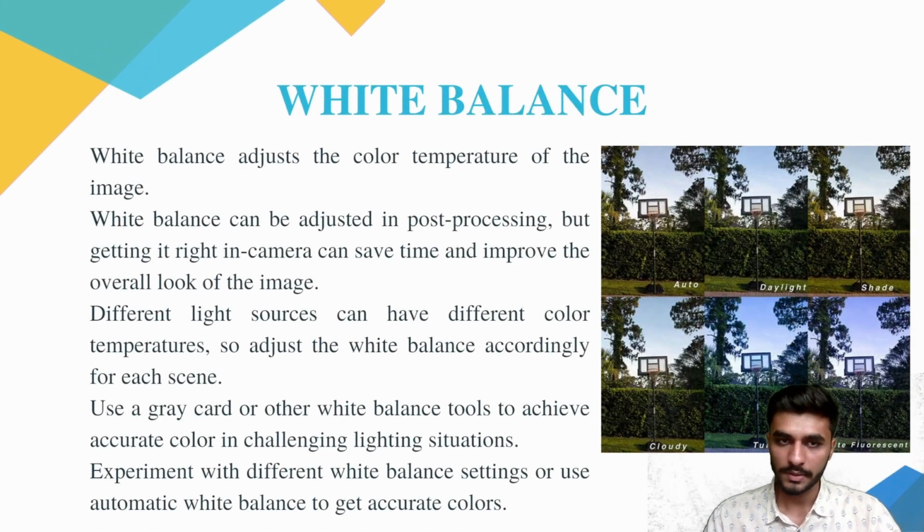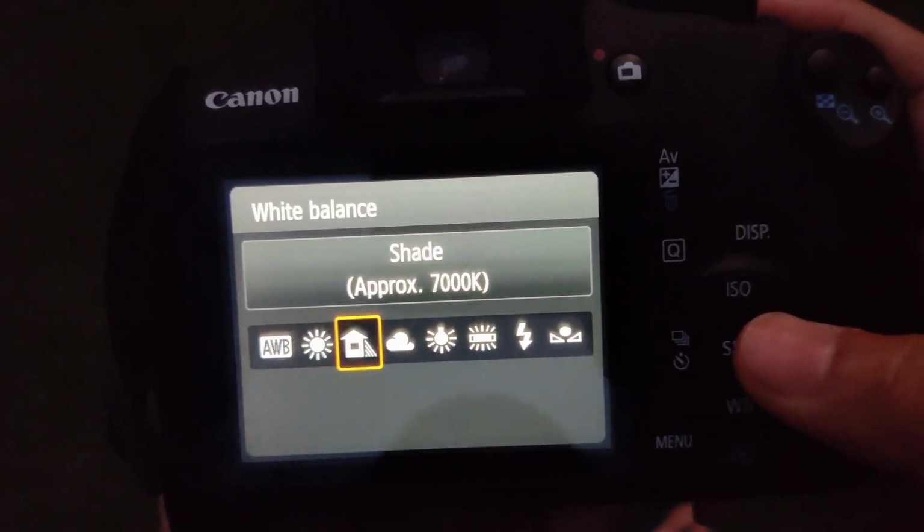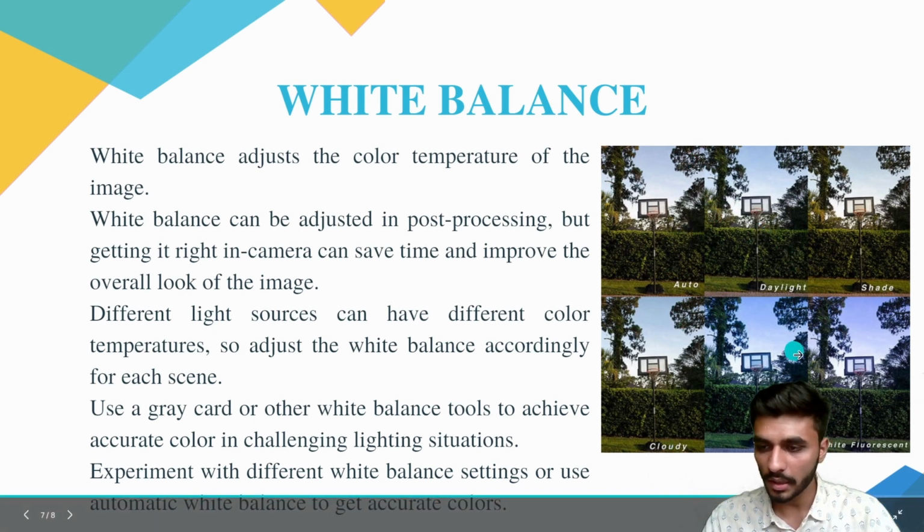Then comes white balance. White balance adjusts the color temperature of the image. White balance can be adjusted in post-processing, but getting it right in camera can save time and improve the overall look of the image. Different light sources can have different color temperatures, so adjust the white balance accordingly for each scene. You can see in this photo, we have 6 types of white balances and each has a different color temperature. The first is auto, then comes daylight, shade, cloudy, tungsten and white fluorescent.